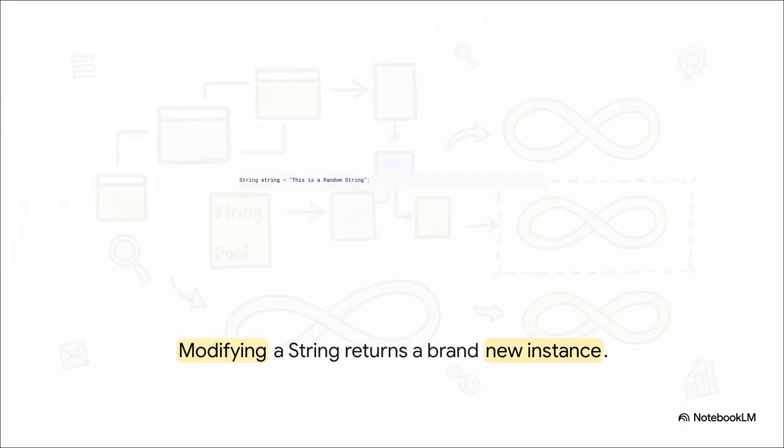And it's really interesting how we prove that rule. If you run a method like lowercase on a string of text, it doesn't actually change your original object. Nope. Instead, the JVM spins up a completely brand new string instance in the background for that lowercase version. The original string, totally untouched.